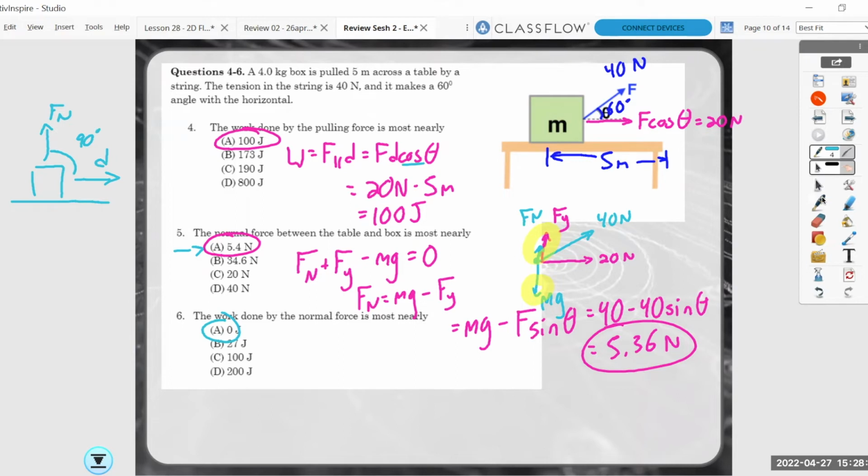Another way to think about that, right, is work changes energy. Does the normal force actually change the box's energy?